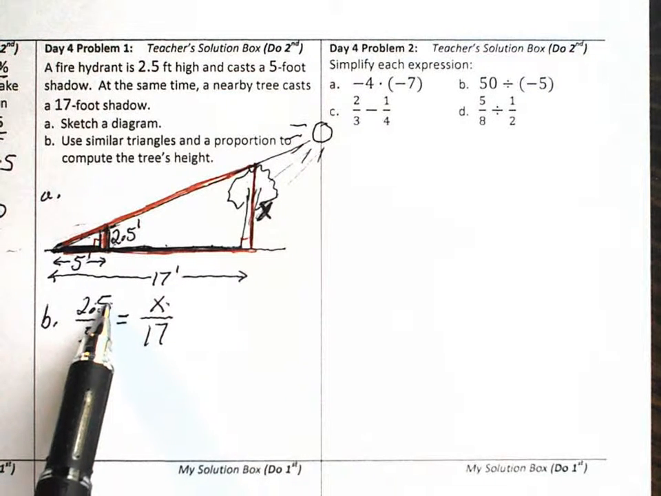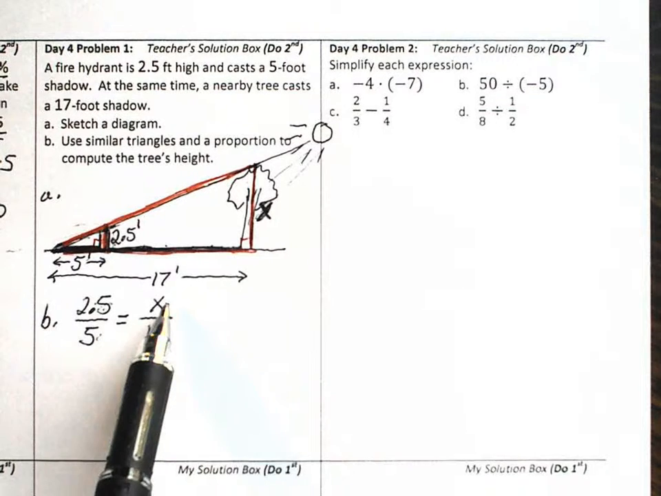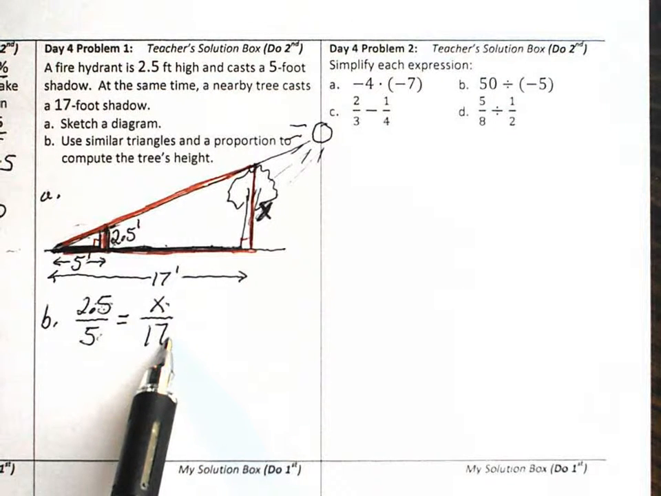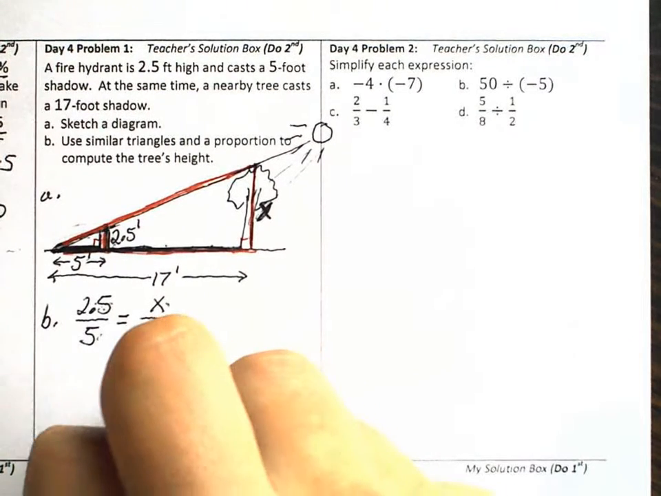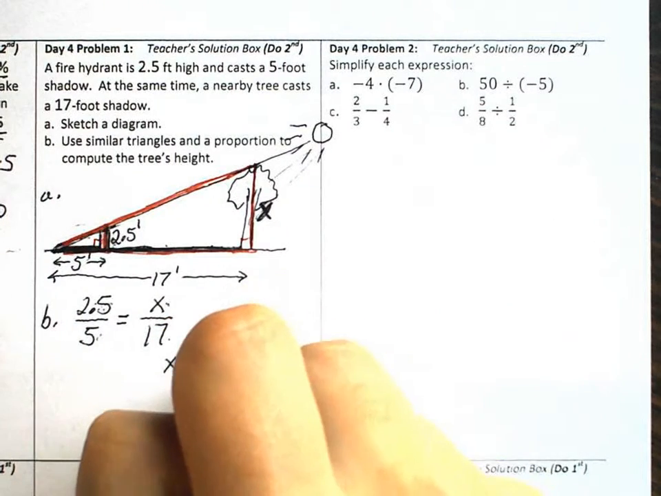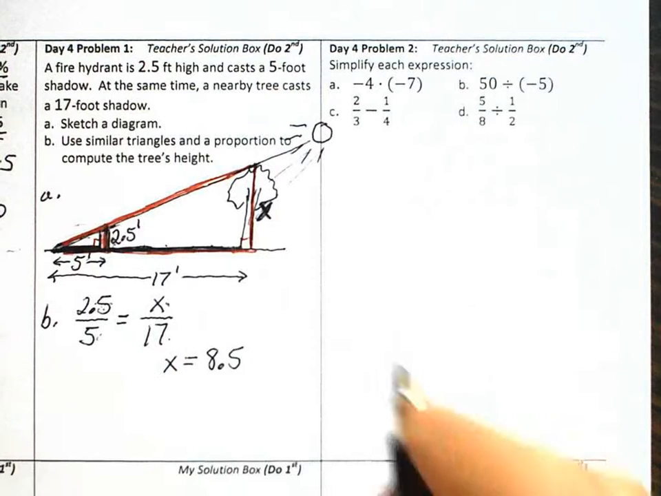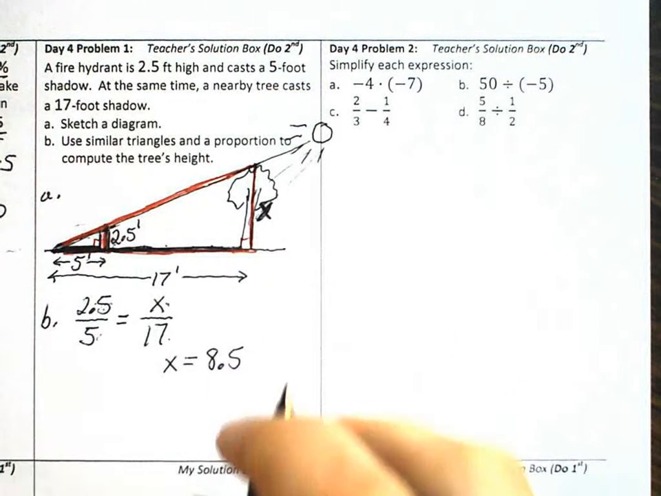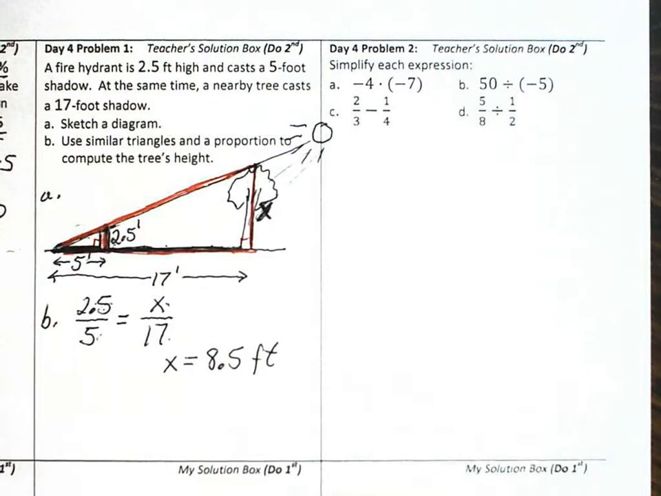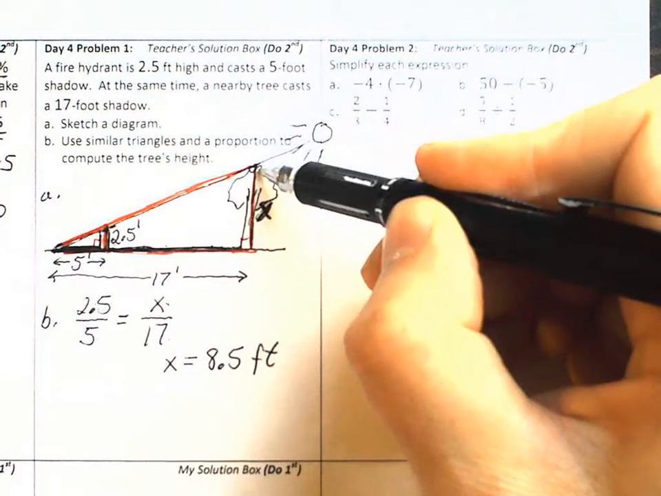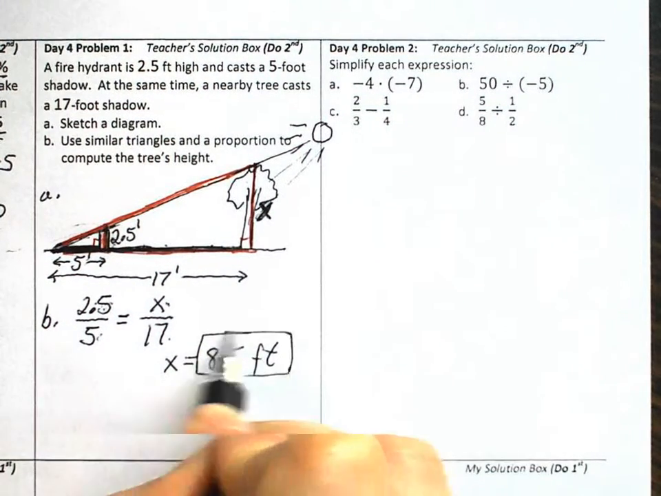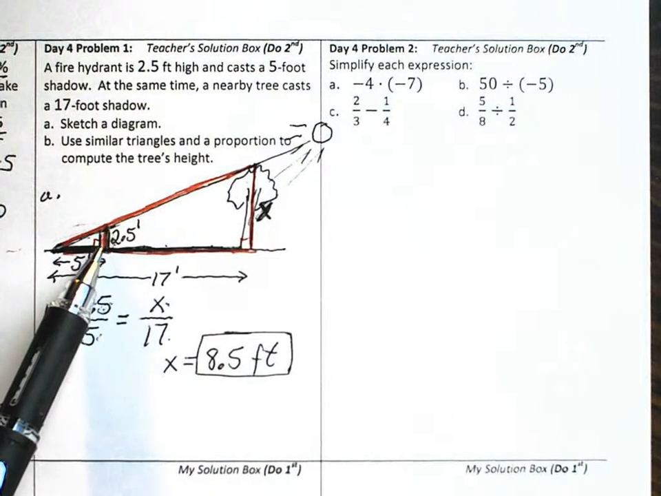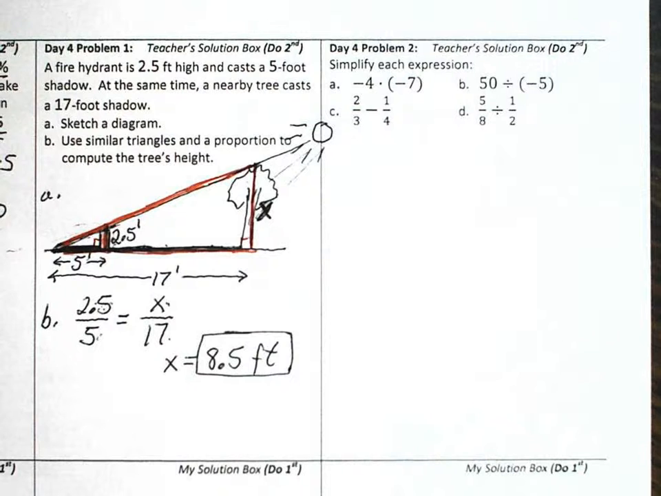So if the fire hydrant is half its shadow, then the tree will be half of its shadow. So what number is half of 17? And as we think about this, the answer for x will turn out to be 8.5. 8.5 is half of 17. And so without actually measuring the tree, climbing up in it, putting a tape measure down to the ground, we're able to use math and geometry to find its height by noticing something that's true about an entirely separate object from the tree. Now, day 4, problem 2.